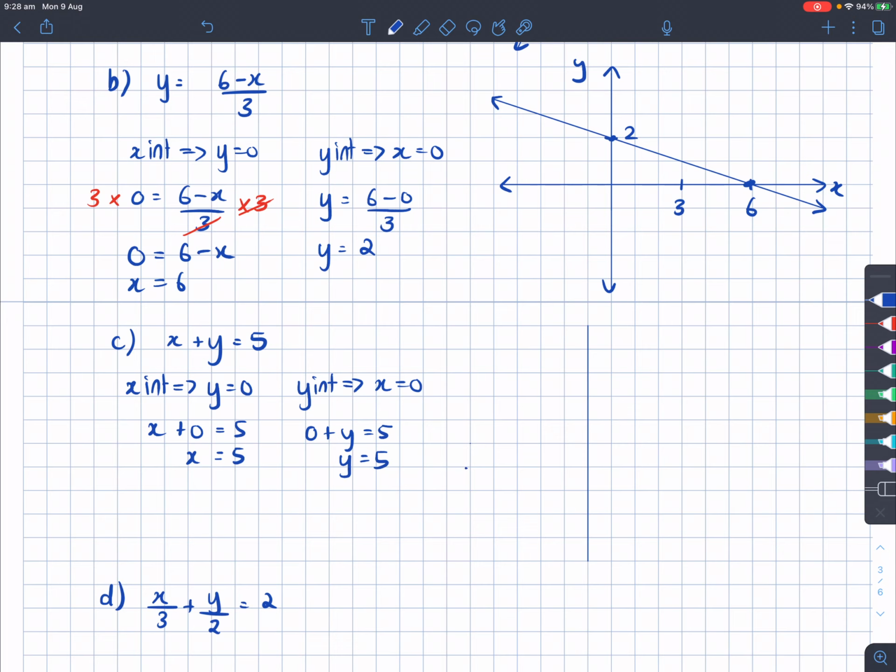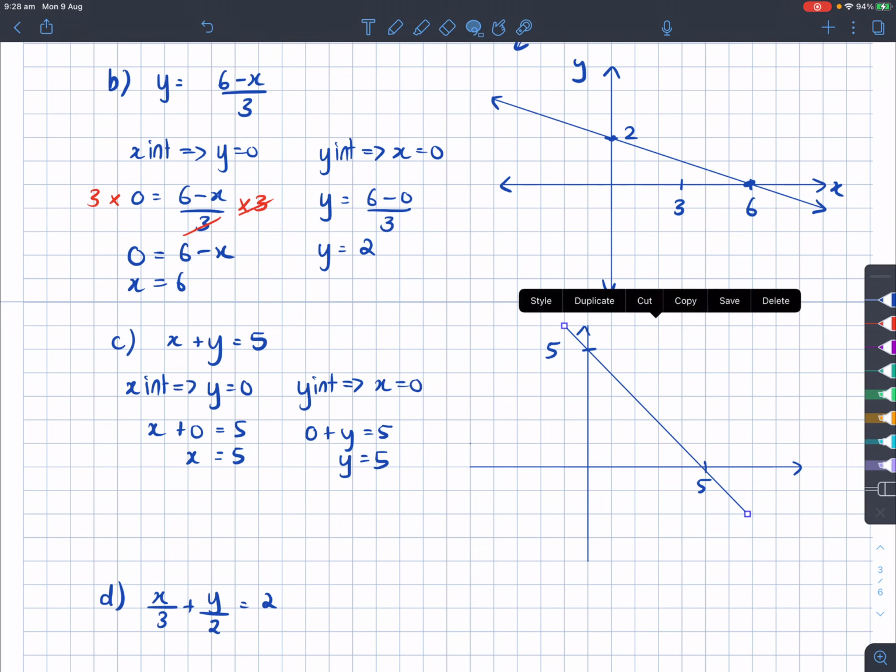Here we go. So here's number 5, here's number 5, and I'll just graph that out by connecting those 2 points. Okay, so put straight lines at the very ends of those, and that's it. We've got it.